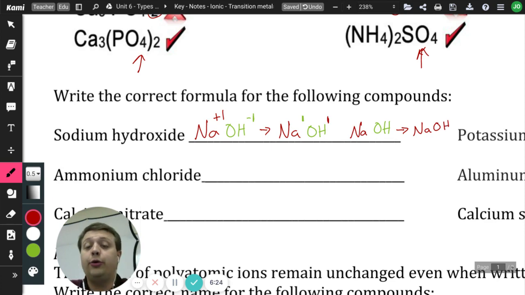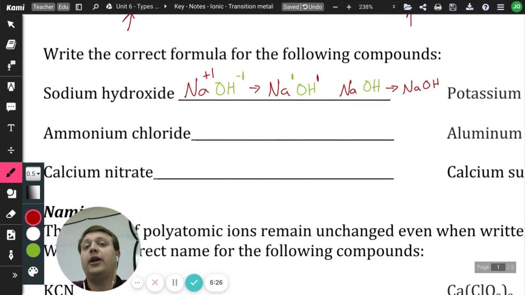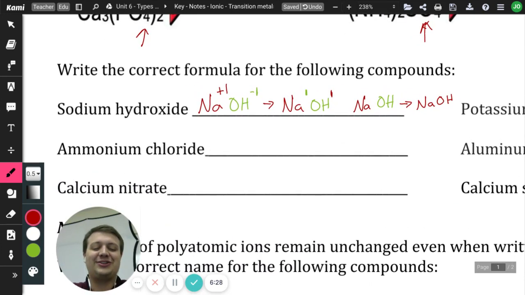Okay, so I'm going to do one more with y'all, and then I'm going to have y'all do a couple on your own. All right, so I've got ammonium chloride. So what is ammonium? Well, common misconception is ammonium is aluminum. It's not. Ammonium is a polyatomic ion, so you are going to need to find that. You'll look on your periodic table, and you find ammonium is NH4 with a positive 1 charge. Now, remember, you can just put a plus. You don't have to put +1 there.